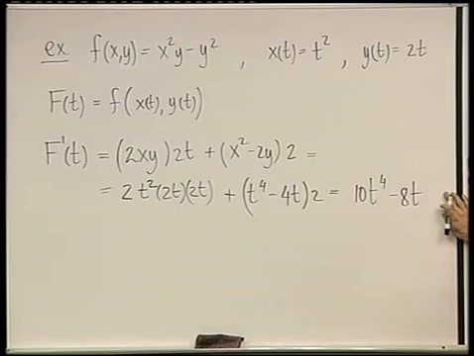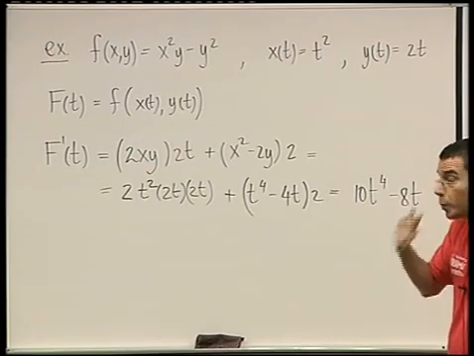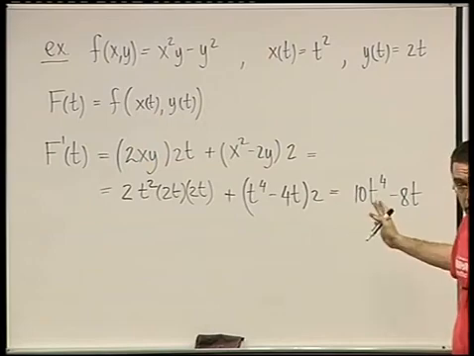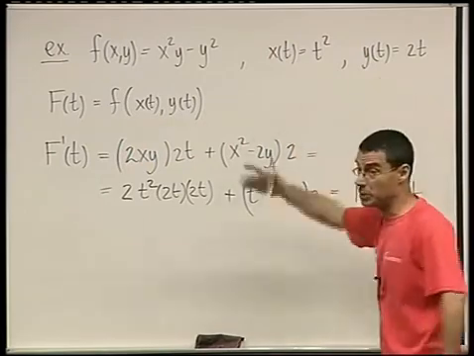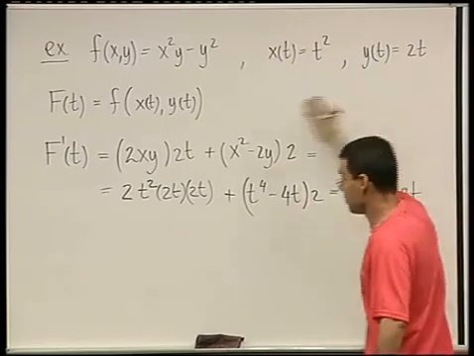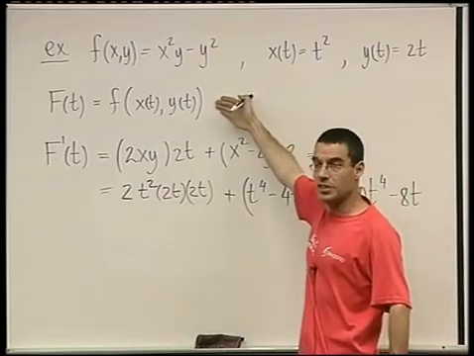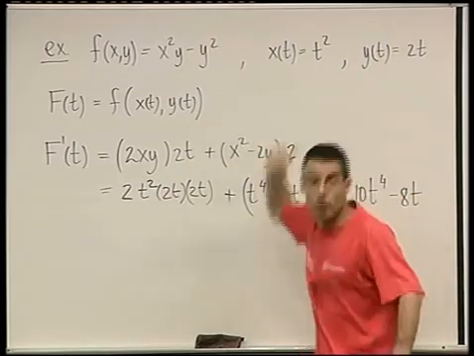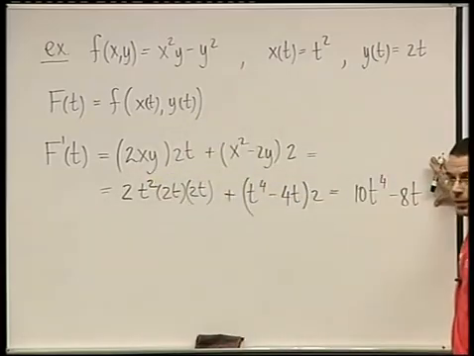Good? Now this is an easy example. And in fact, we worked way too hard to solve it. Why? Since all the functions here are very concrete, which is not always going to be the case, I can actually calculate what capital F of t is before I take the derivative. Are there questions so far?